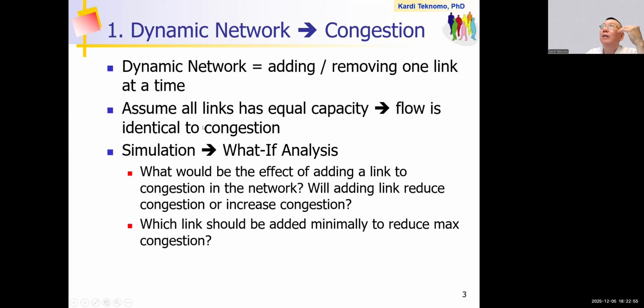So now we do what is called what-if analysis. What will happen if you add a link to the network? Does adding a link reduce or actually increase congestion? Now the interesting part is not just one time, but you want to find the optimum. This is an example of optimization: which link you should add in the network to minimally reduce the maximum congestion. Do you get the idea?